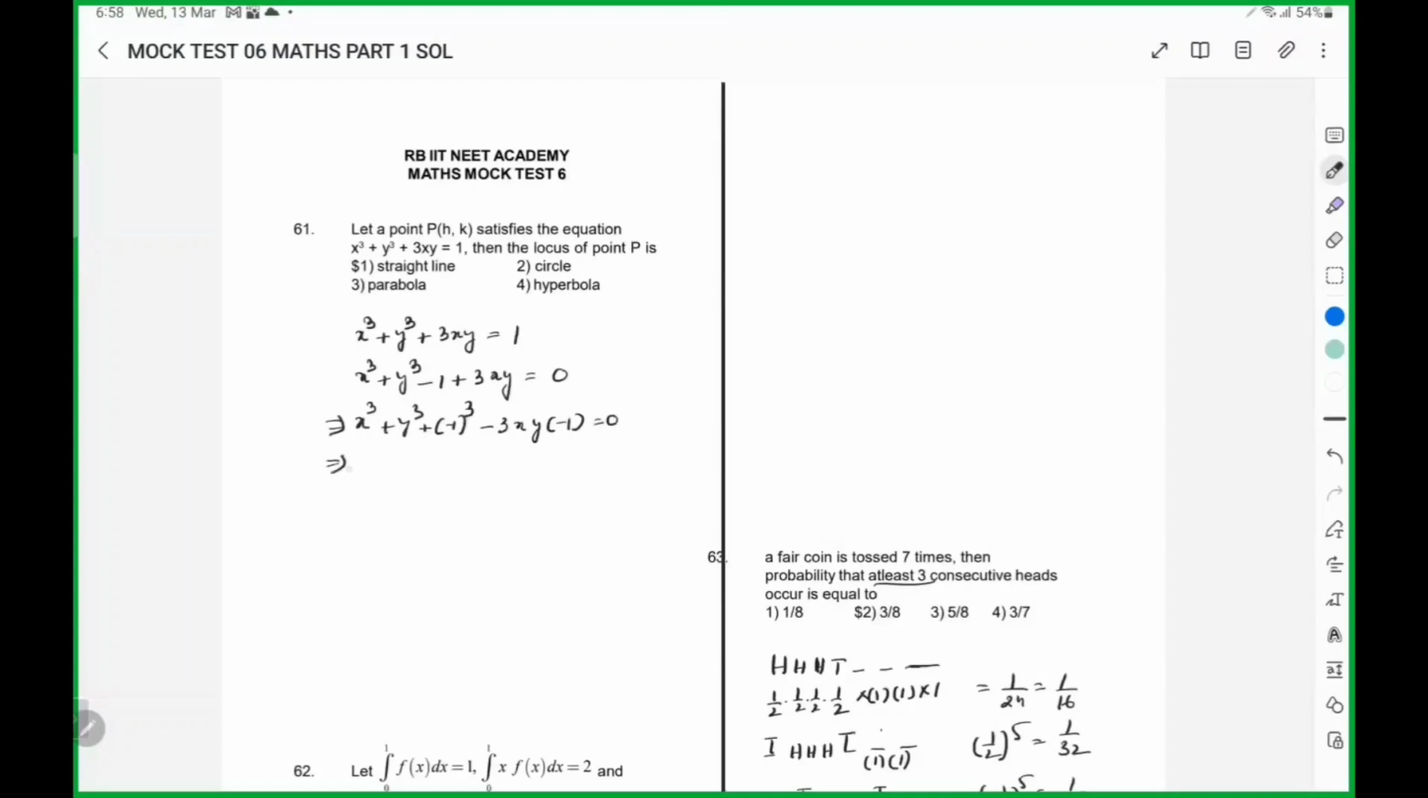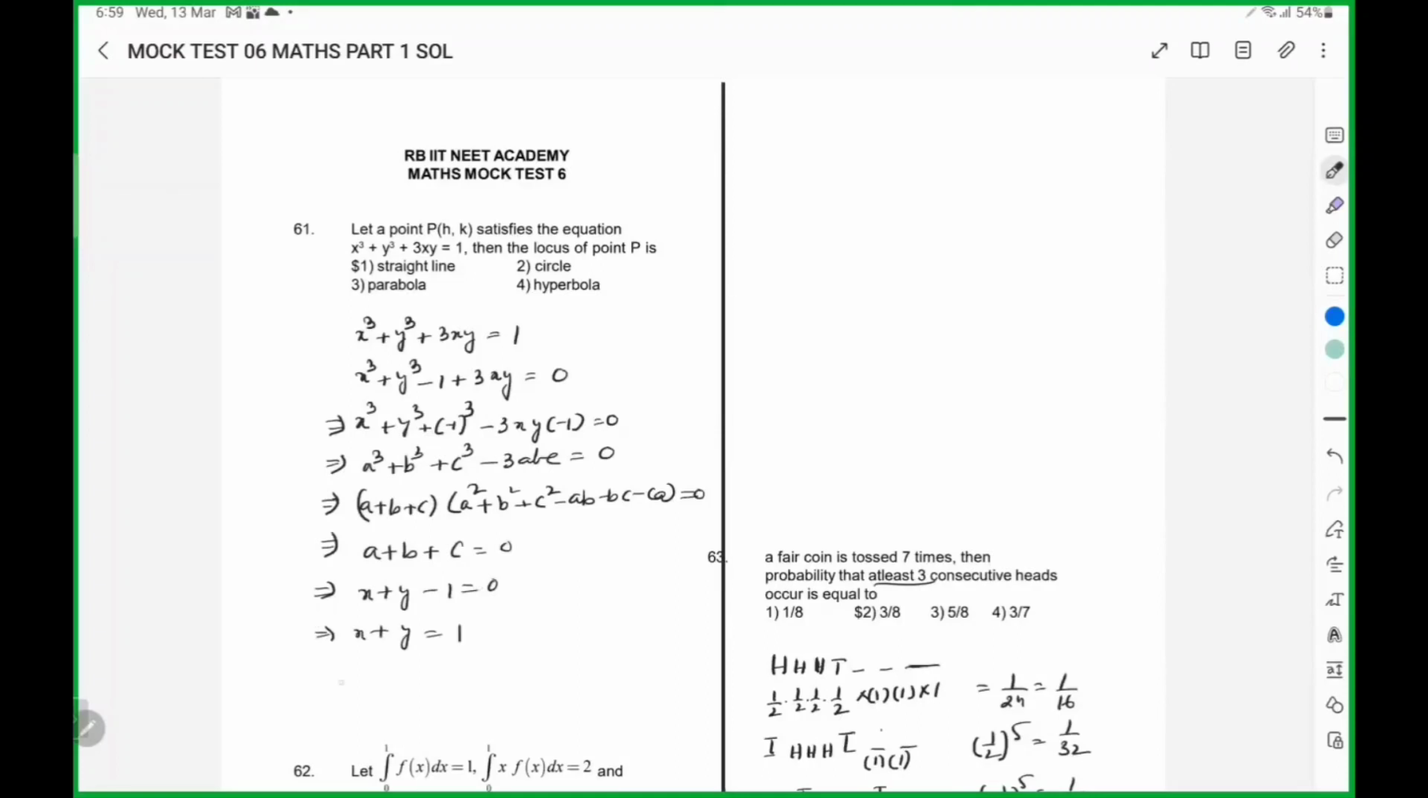It is of the format a cube plus b cube plus c cube minus 3abc is 0, which has factors (a plus b plus c)(a square plus b square plus c square minus ab minus bc minus ca), which implies x plus y minus 1 is 0. So it represents this straight line.